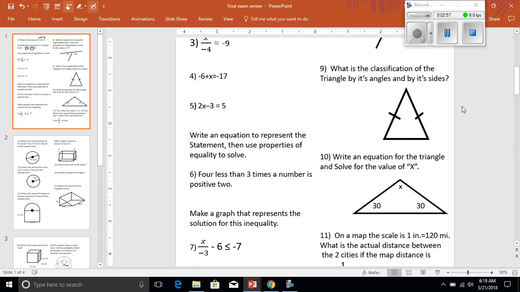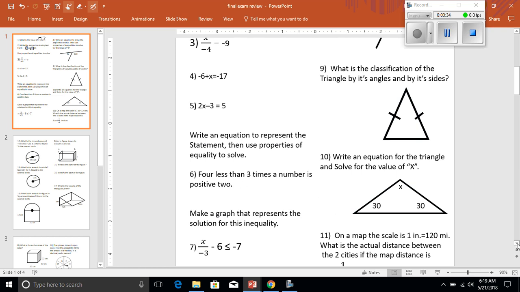Number 6, 4 less than 3 times a number is positive 2. They're asking us to write an expression. So 4 less than 3 times a number. To do less than, we have to remember it has to come after what we're doing at the beginning. So much as number 5 would be 3 less than 2 times a number equals 5, this is 3 less than 4, or 4 less than 3 times a number is positive 2.